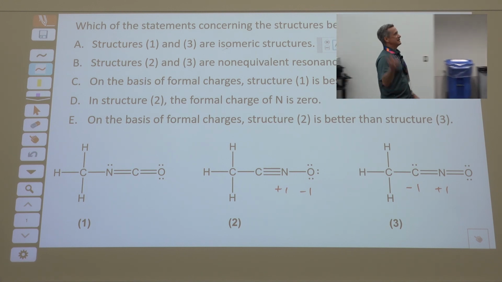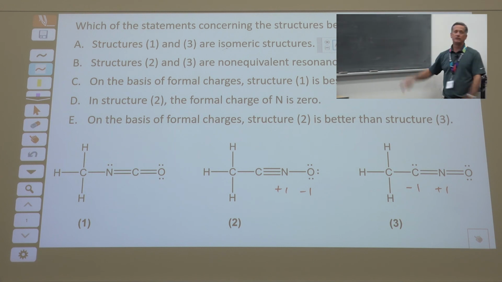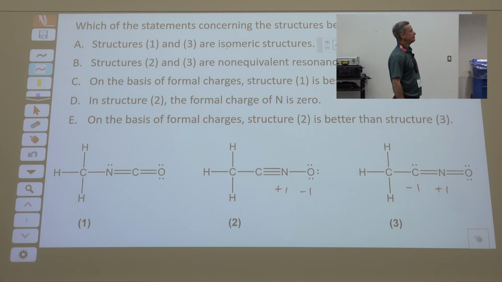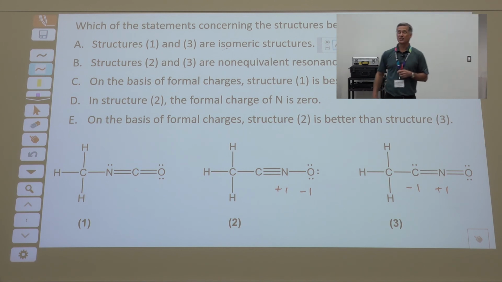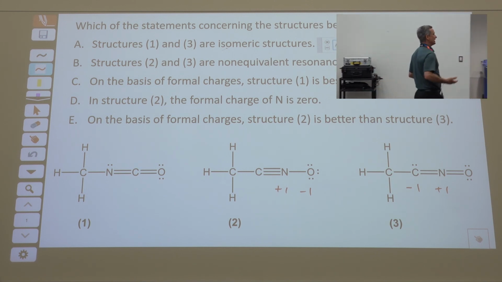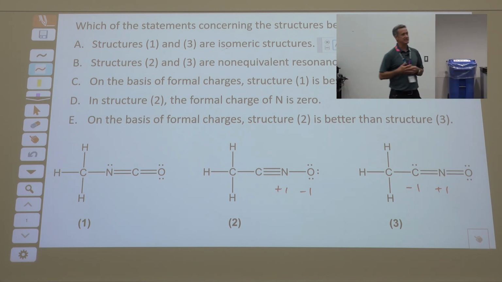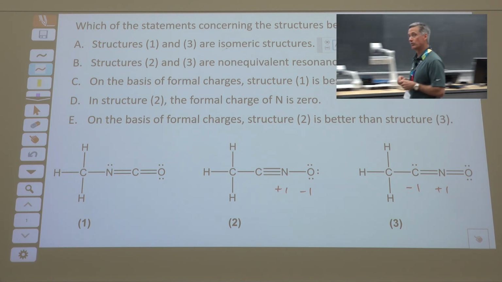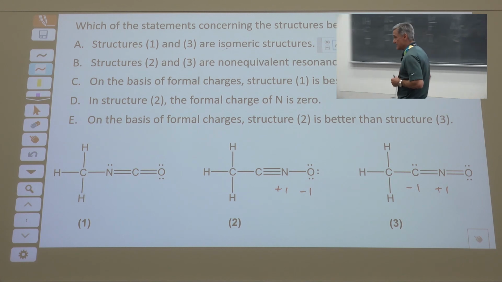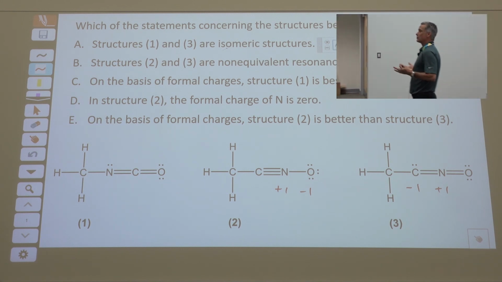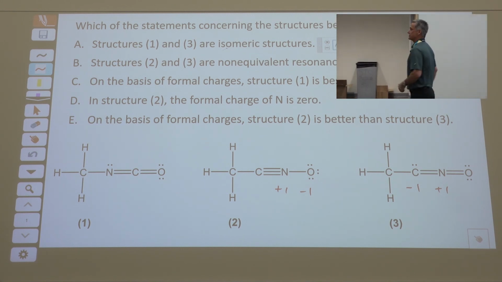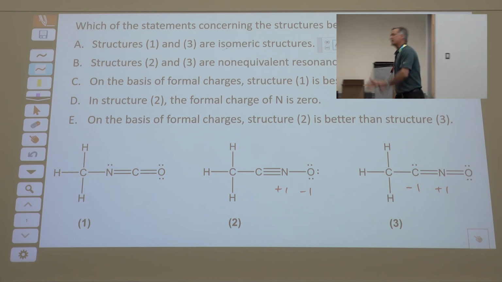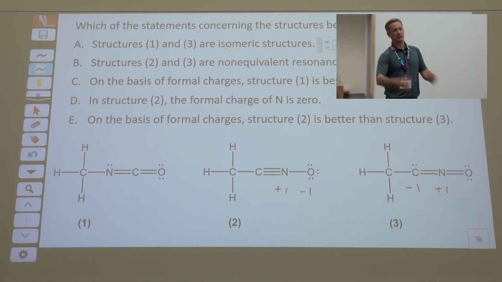Right? So in deciding between structures 2 and 3, we're putting the negative formal charge on the atom that has the higher electronegativity, the strongest tendency to draw electron density towards itself. So the distribution of formal charges in structure 2 best represents what we know about oxygen. You see, even when you think something is done, there's always more to learn.